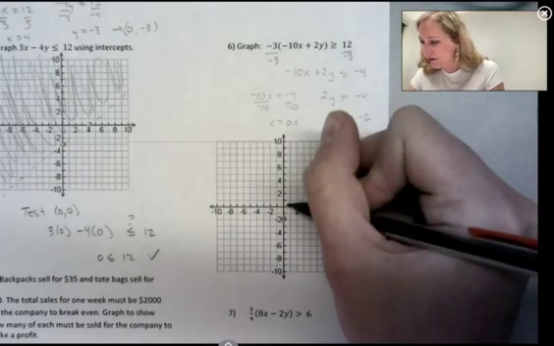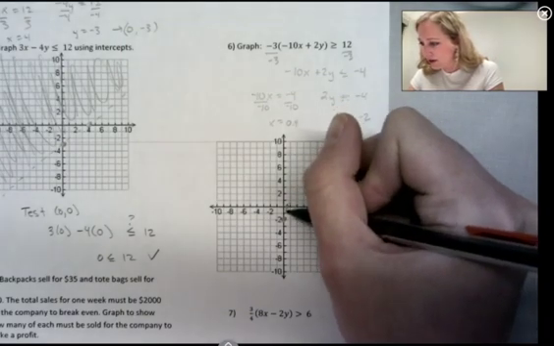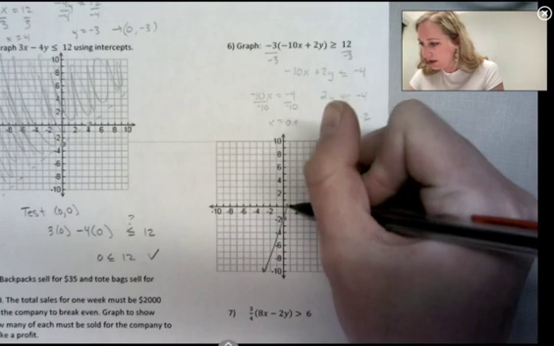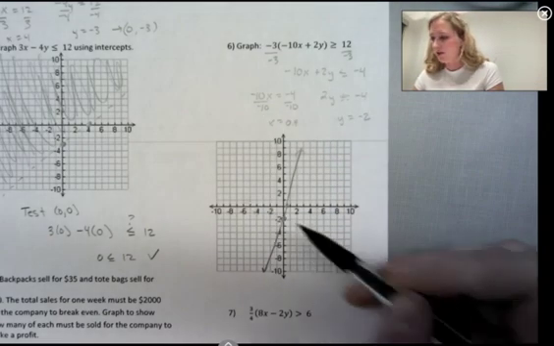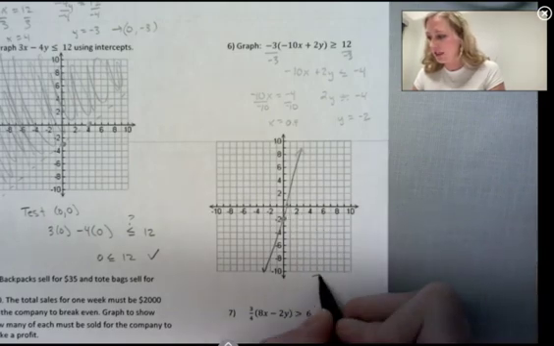Okay, so we graph. This one's again a solid line because it's or equal to. Now I want to know, do I shade above or below? So I'm going to test the point. Again, I'm just going to test (0, 0).